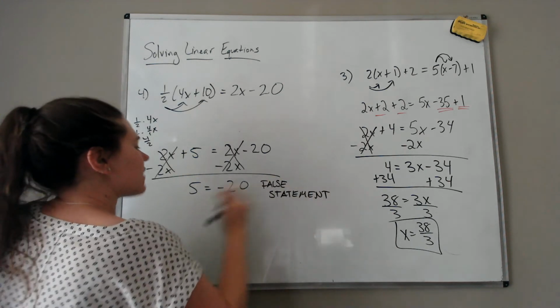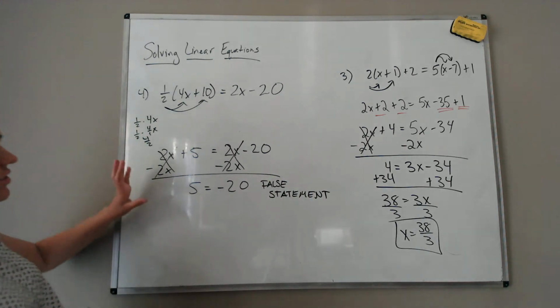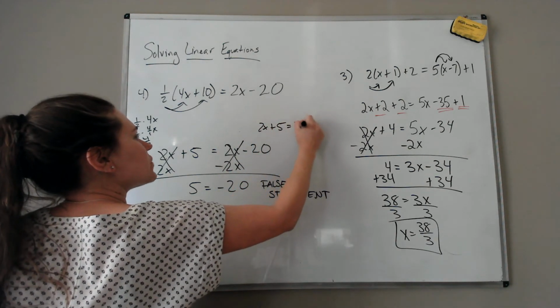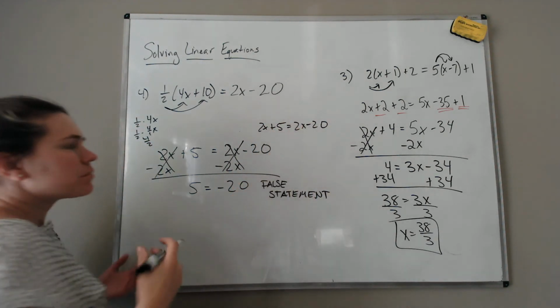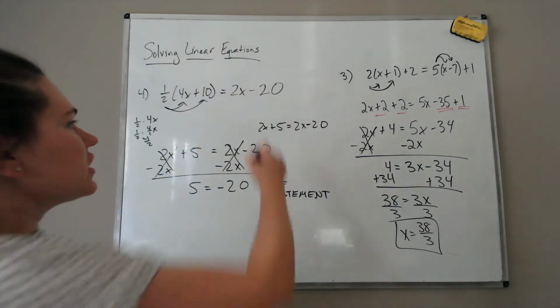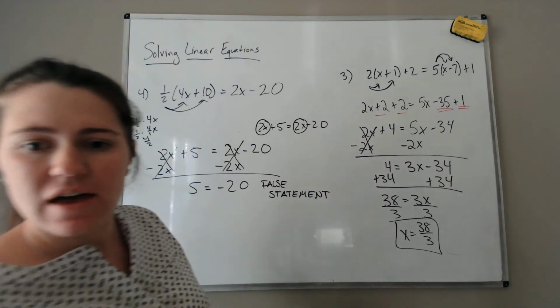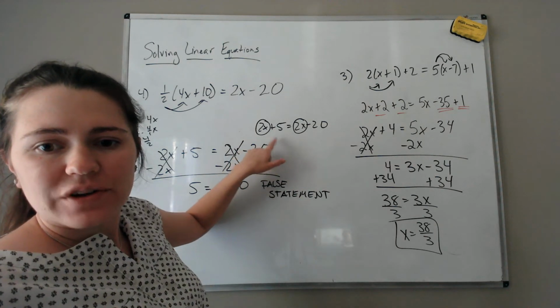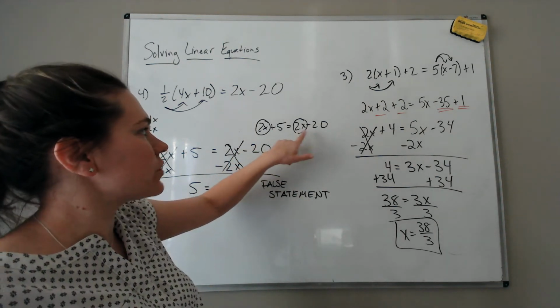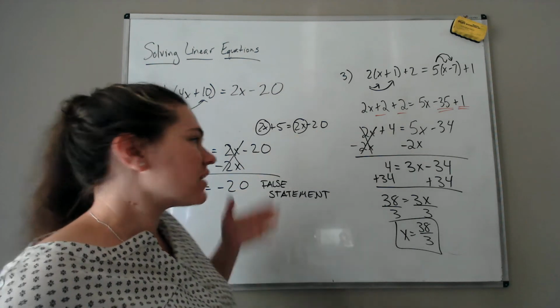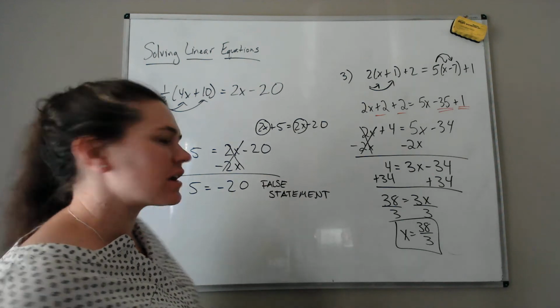And I'm left with a false statement, okay? 5 is not the same value as negative 20. The reason you're getting this is because your statement said 2x plus 5 equals 2x minus 20. If I plug in any number for x, 2x is going to remain the same on the left and the right-hand side, the value. And so you're taking 2x, you're adding 5, and then you're taking 2x and subtracting 20. If x is some number, the left-hand side can never equal the right-hand side.